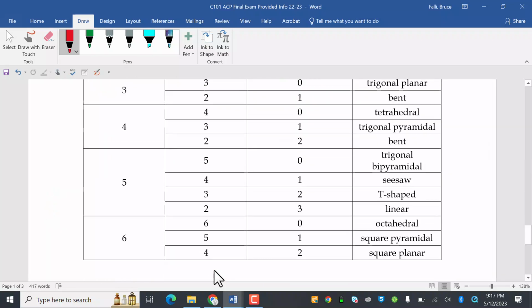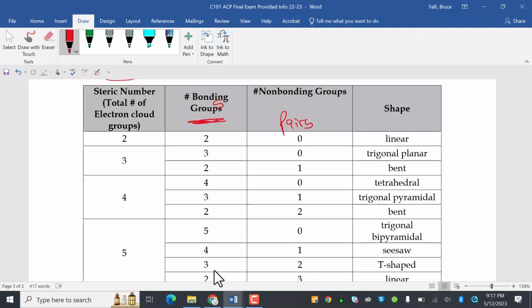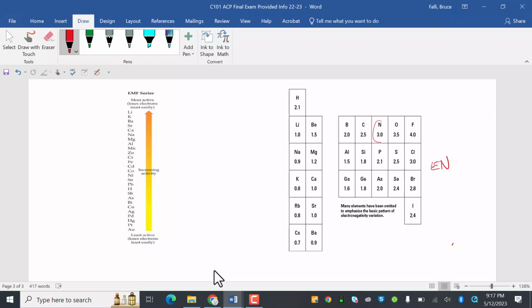I reference you. It's the very last thing on here. The way I got those shapes, by the way, were bonding groups and non-bonding groups. I just matched them up. So I had NH3. N is 3.0 minus 2.1. That's 0.9. That's polar. I had Cl to F. F is 4.0. Chlorine is 3.0. 3 minus 4 is 1. So remember, 0.5 and up is polar.